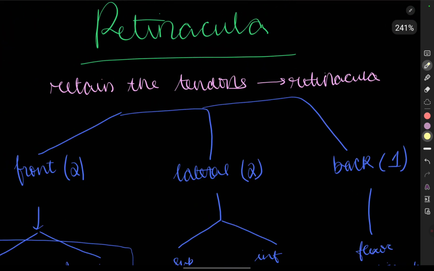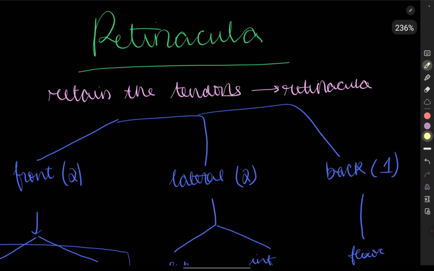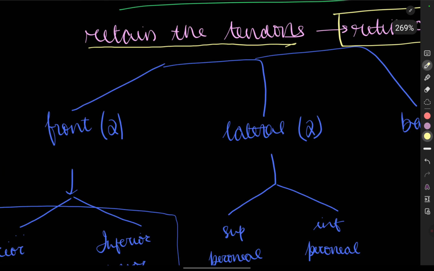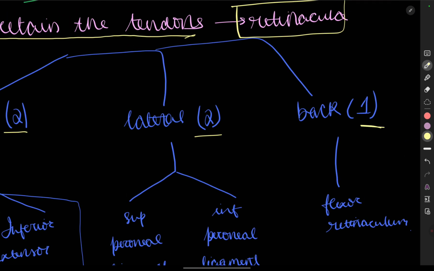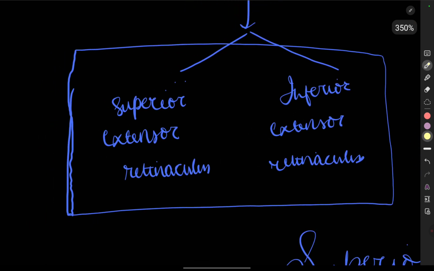Now talking about the retinacula, we have two retinacula in the front of the leg. Retinacula is plural, retinaculum is singular. It retains the tendons, holding the tendons in place. This is a connective tissue, or a fascia, that is retaining the tendons. On the front of the leg we have two, on the lateral side we have two, on the back we have only one.